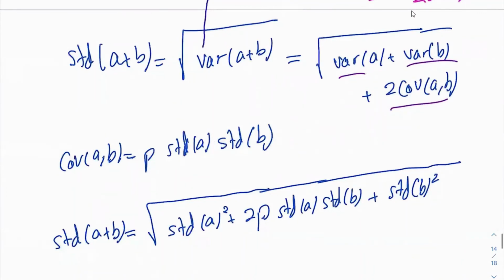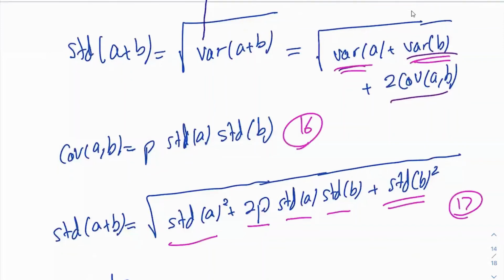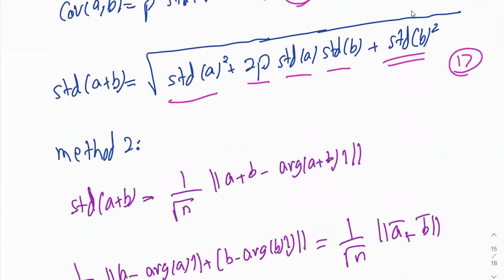Great. So the standard deviation of A plus B is equal to the square root of the standard deviation of A squared, which is just the variance of A, plus the standard deviation of B squared, which is just the variance of B, plus 2 covariance of A and B. But what is 2 covariance of A and B? It's 2 rho, the standard deviation of A, the standard deviation of B. So we call it equation 17.